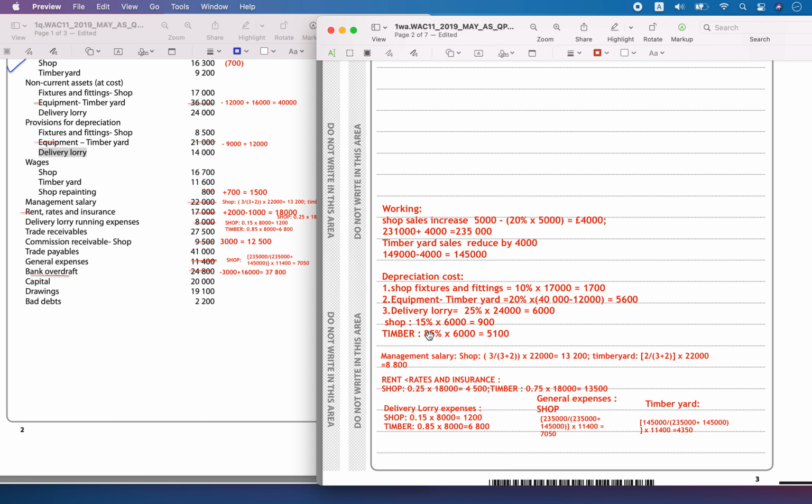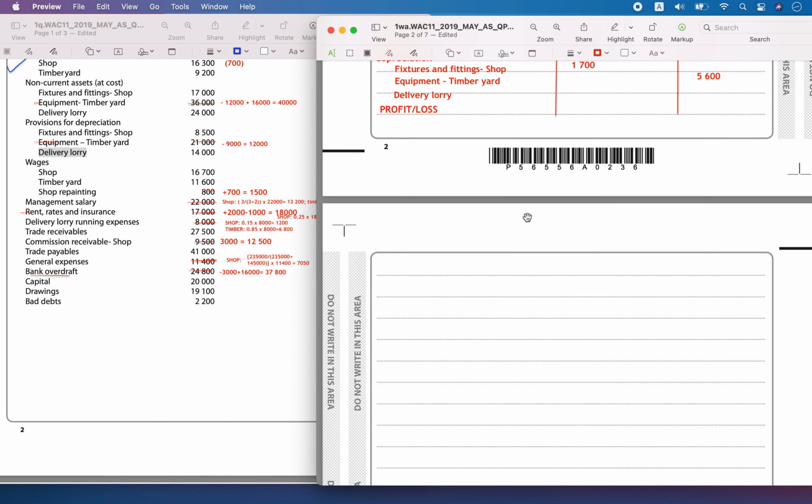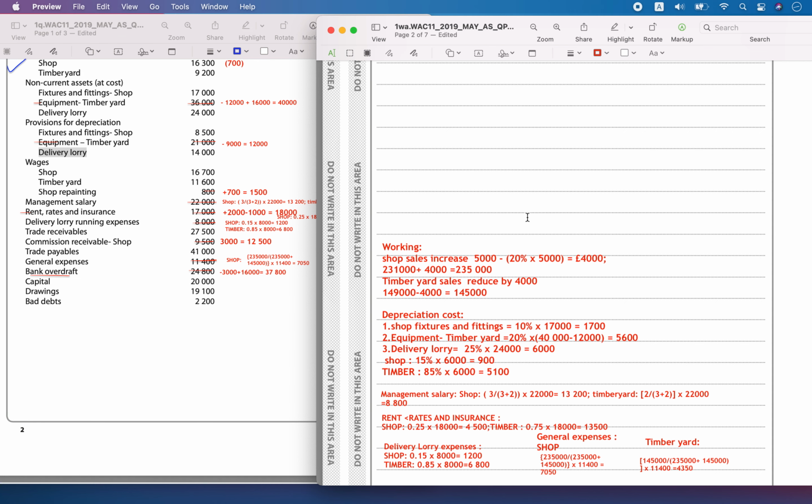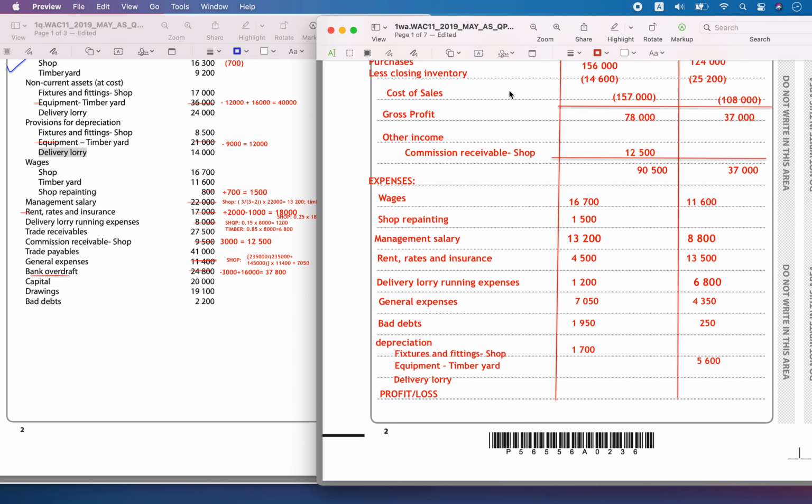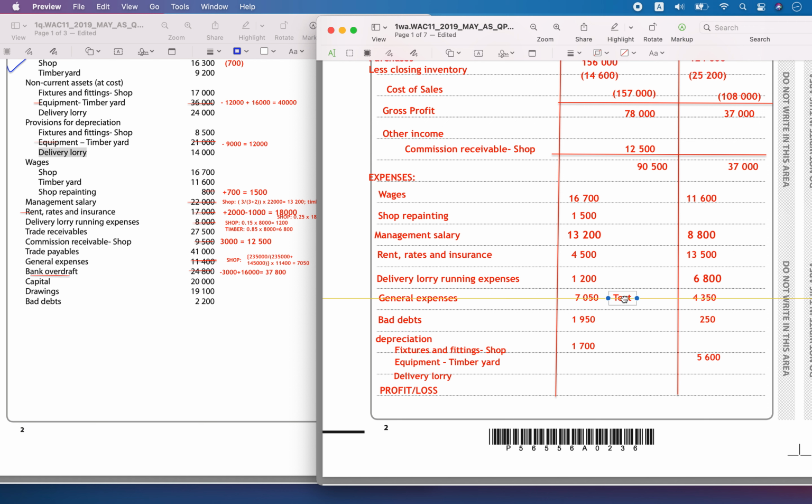And for the delivery lorry, we have to split the expense in the ratio of 15% and 85%. For the shop it is 900, and for the timber yard it is 5,100. Now let's calculate the total costs. These are the costs incurred.